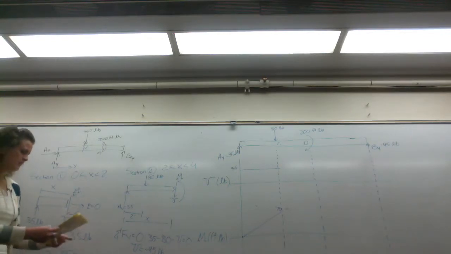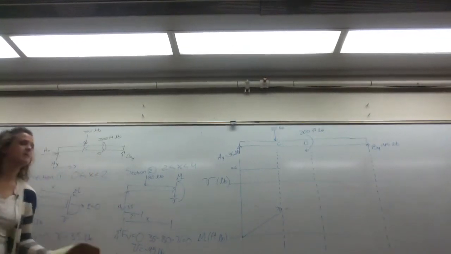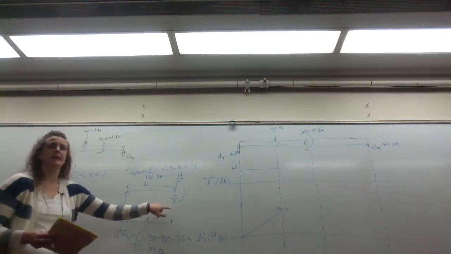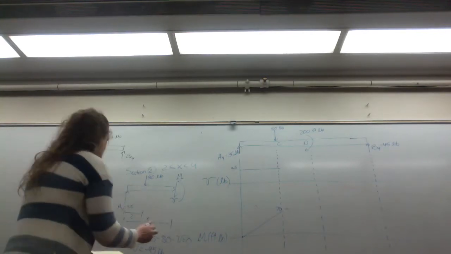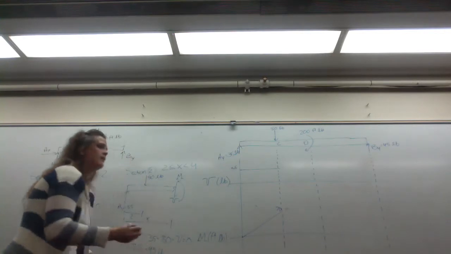Right. So then to solve for the bending moment, sum the moments about the cut. Your bending moment is again a function of x. So we have negative 35x.